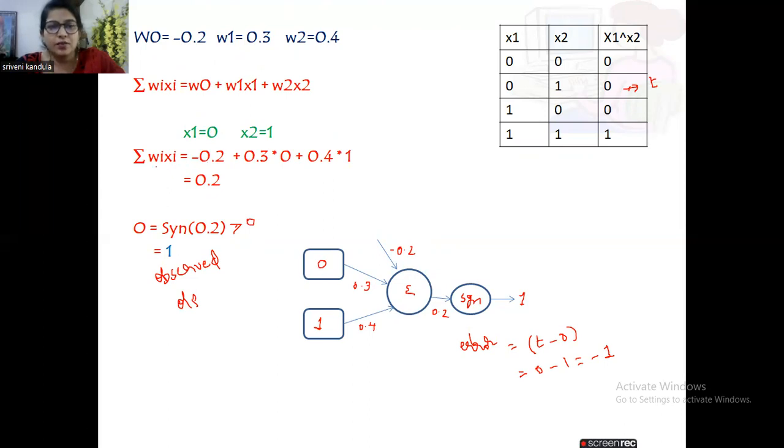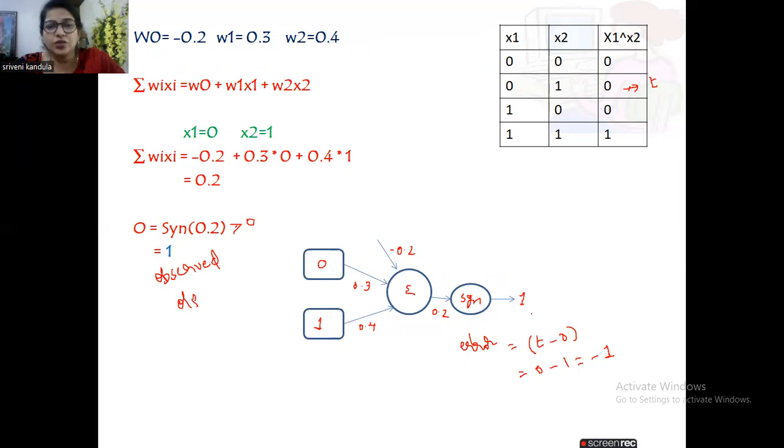Now let us compute the sum of Wixi. It is 0.2, and when we apply the activation function, since the value is greater than 0, I get an output of 1. That means my observed output is 1. What is expected? The expected value is 0. So these weights are not working fine with these inputs, and our perceptron unit is not functioning as per our requirement.